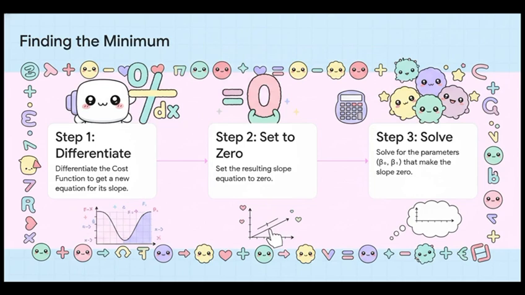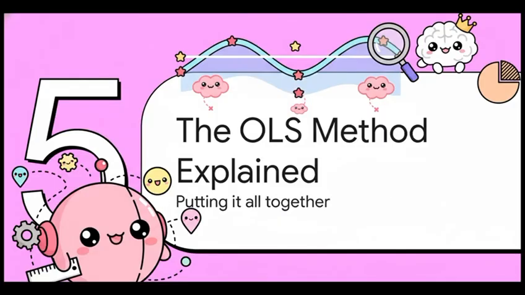This gives the machine a crystal clear three-step recipe. First, it takes the equation for our cost function value and it differentiates it. That gives it a new equation for the slope at any point. Second, it takes that slope equation and sets it equal to zero. And third, it just solves for the intercept and slope that make it true. The answer gives it the exact coordinates of that perfectly flat spot at the bottom of the valley. So this entire process, this whole elegant system that we've been building up to this entire time, well, it has a name. And now we're ready to put it all together.